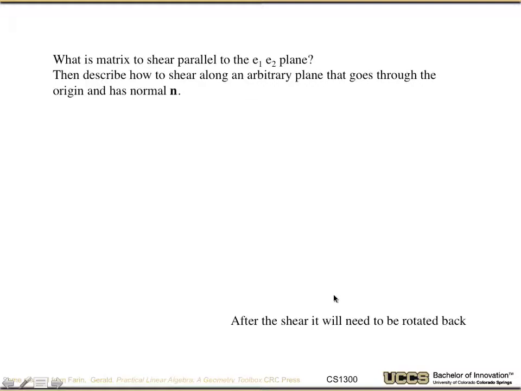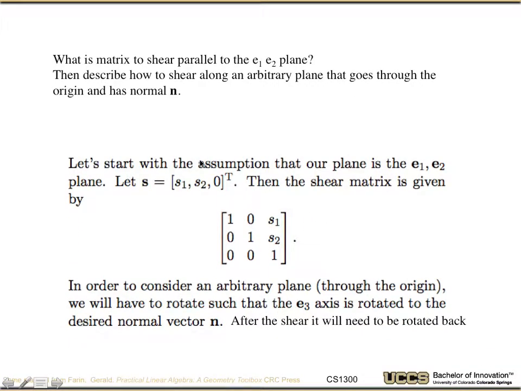So hopefully you've got your answer now. If we start with the assumption, because we're going to start with the E1, E2 plane, then our skew transform has the elements S1, S2, and 0. So our shear matrix is given by 1, 0, S1, 0, 1, S2, 0, 0, 1. This is going to give us our transformation to shear along the E1, E2 plane, shearing this last column.